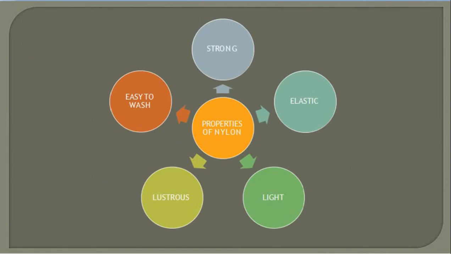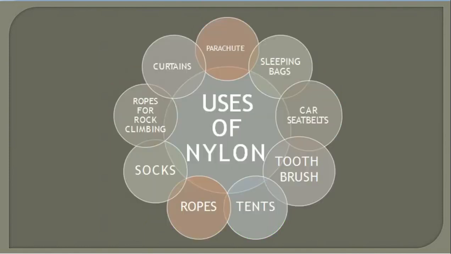So, after 1931, the production and demand of nylon increased as nylon was very strong. It could stretch very easily. It was very light in weight. It was lustrous and shiny and is easy to wash. But due to World War II, it is also used in many other ways.